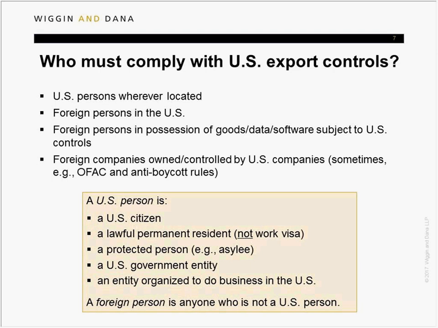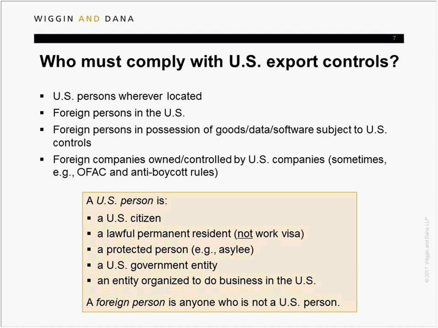So who has to comply with these controls? Well, if you're a U.S. person, doesn't matter where you are in the world, you have to comply with the controls. If you're a foreign person and you're in the U.S., you have to comply. And if you're a foreign person who has control and custody of goods or data or software that are subject to U.S. law, then you also have to comply. There are some circumstances in which foreign subsidiaries of U.S. companies also have to comply. Those are rarer examples, but there are some areas of the law that require it.